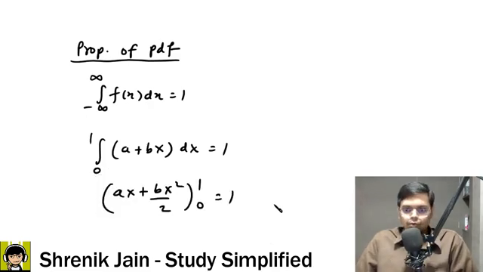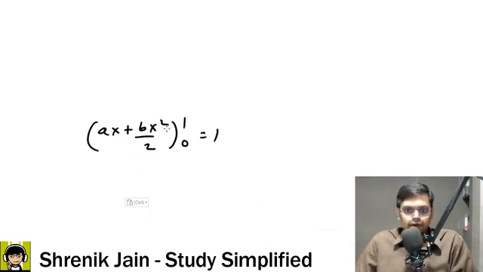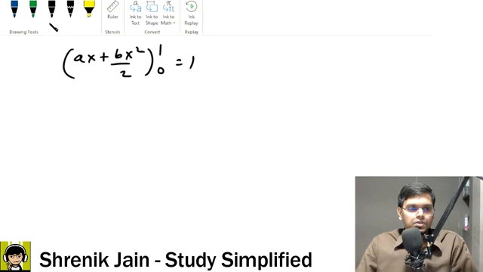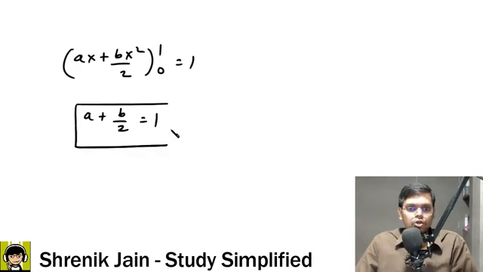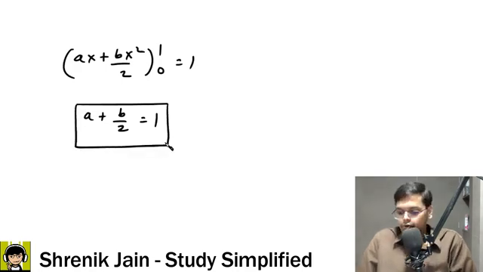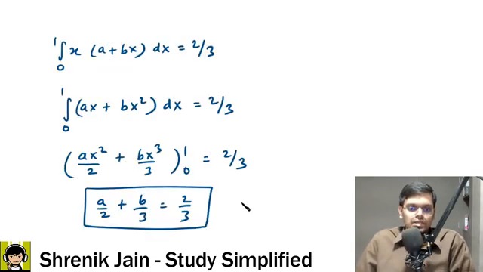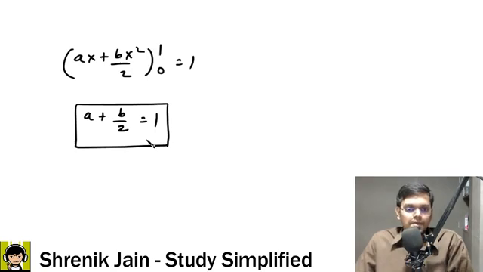Yes. Can I move forward now? Can I move forward, upper limit minus lower limit? Can I say a plus b by 2 is equal to 1? This is my second equation. So now simultaneously solving both the equations to get the answer, whichever way you want. If you want to multiply by 6, then you have to think of how I will manipulate this such that a and b can be found.